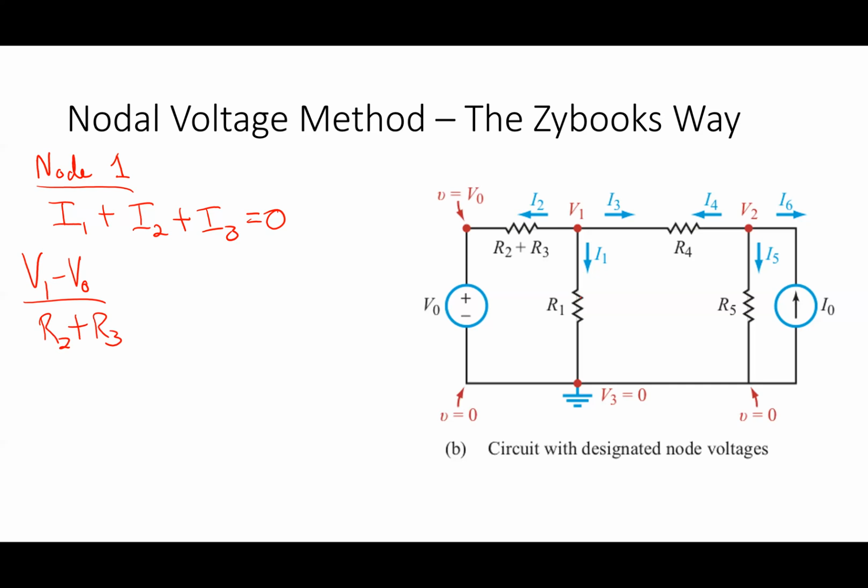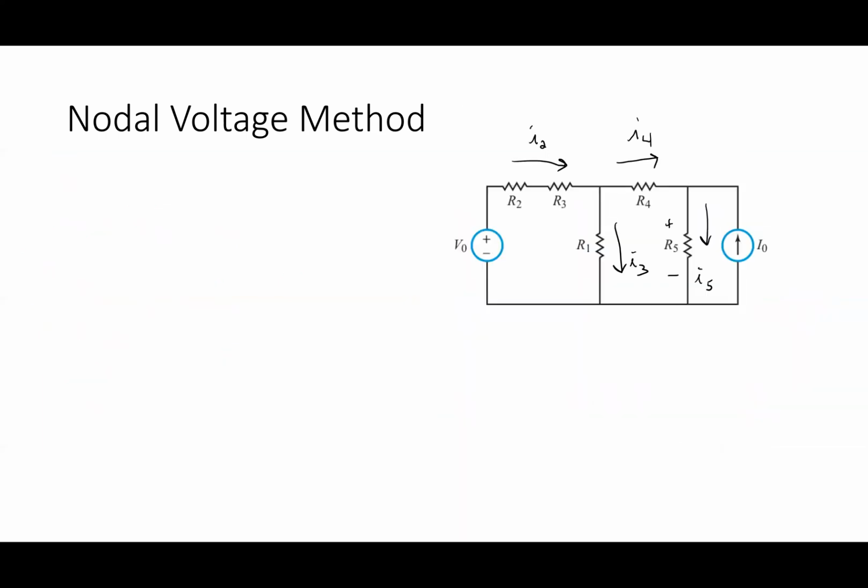All right, this was I2, I guess I should be clear. Plus, now let's do what they call I1 here. So what would that be? V1 over R1. V1, the node I'm leaving from, minus 0, the node I'm going to, over R1. And I3 would be what? V1 minus V2 over R4, equals 0. Now that is the equation I got for this node.